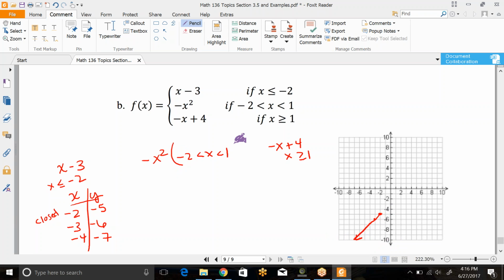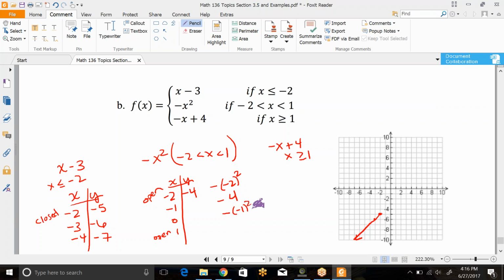Okay, so this one right here is negative x squared for negative 2 to 1. So just to be safe, let's do all the values between negative 2 and positive 1. And it's open on both of your endpoints. So your endpoints are the numbers at the beginning and end because there's no equal to. So be careful here. This is negative, negative 2 squared. So that's negative 4 because you square it and it becomes positive, but then there's a negative in front.